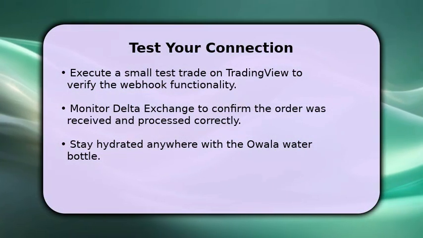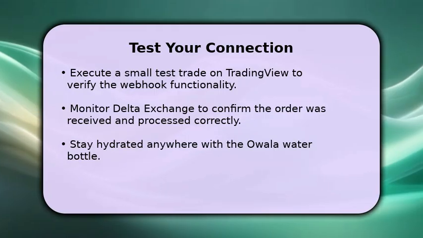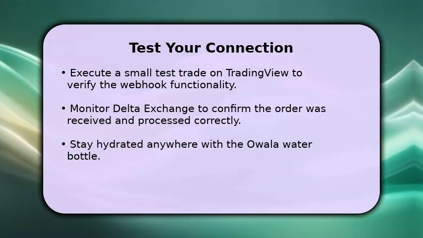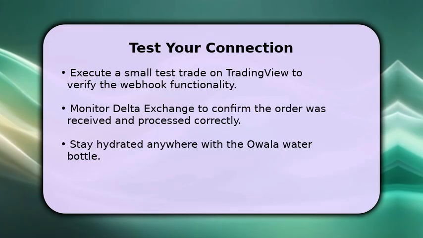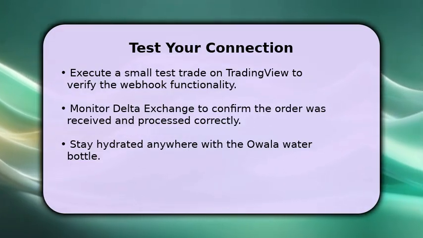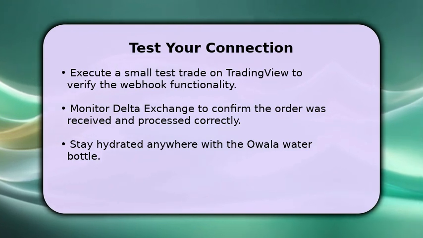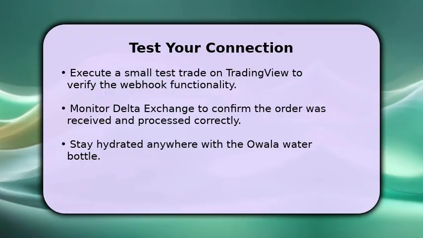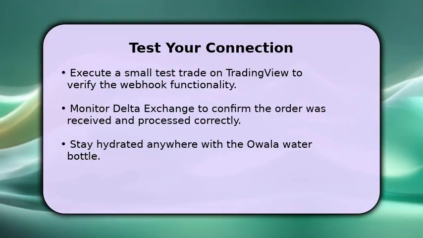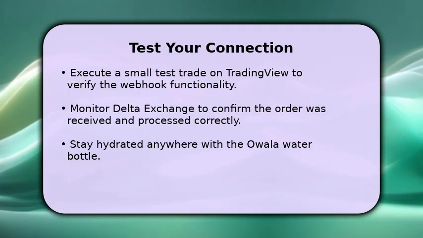Finally, it's time to test your setup. Initiate a small, low-risk trade or alert from TradingView that should trigger your webhook. Then, immediately check your Delta Exchange account to confirm that the order was received and executed as expected. This verification step is vital to ensure everything is working correctly before you commit to larger trades. If there are any issues, review your API keys and webhook URL.